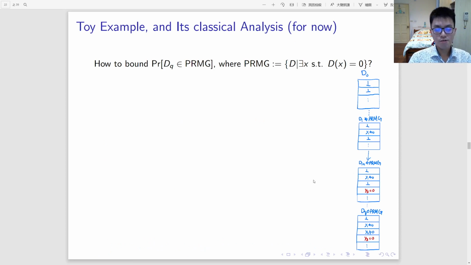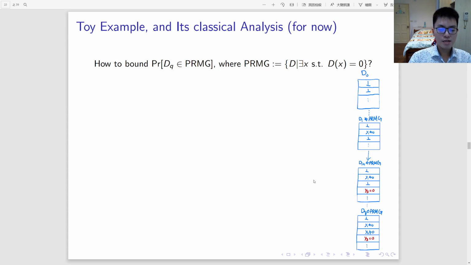Next, let's talk about a classical analysis for the zero preimage problem, keeping in mind that our goal is to eventually lift them into the quantum settings using our framework. We have already reduced the probability of adversary success into the probability of the database having a zero preimage. But how do we bound this probability?